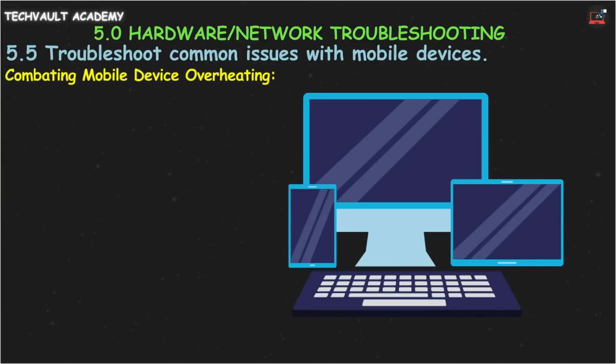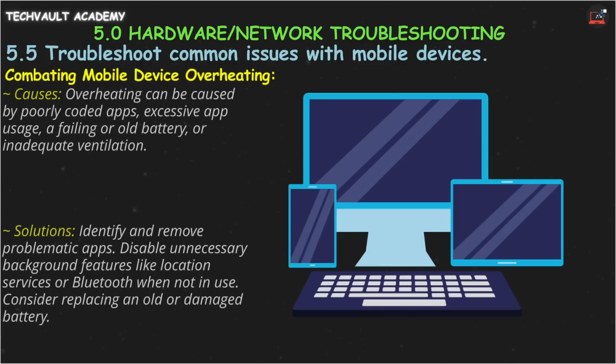Combating mobile device overheating. Causes. Overheating can be caused by poorly coded apps, excessive app usage, a failing or old battery, or inadequate ventilation. Solutions: identify and remove problematic apps. Disable unnecessary background features like location services or Bluetooth when not in use. Consider replacing an old or damaged battery.